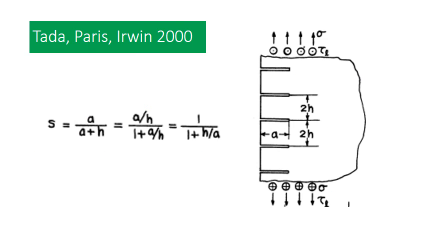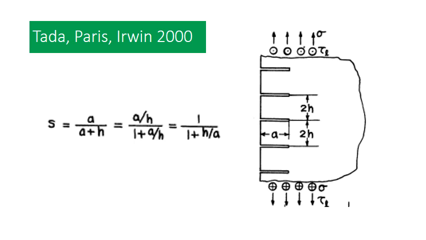Now, if we go to Tada, Paris, and Irwin and dig around, we'll find they came up with a stress intensity factor solution for periodic crack arrays. Here I've copy-pasted a couple of the key things. Here's a geometry on the right where they show a periodic crack array where the cracks are all of depth a, and a spacing parameter between each crack that's equal to 2h.